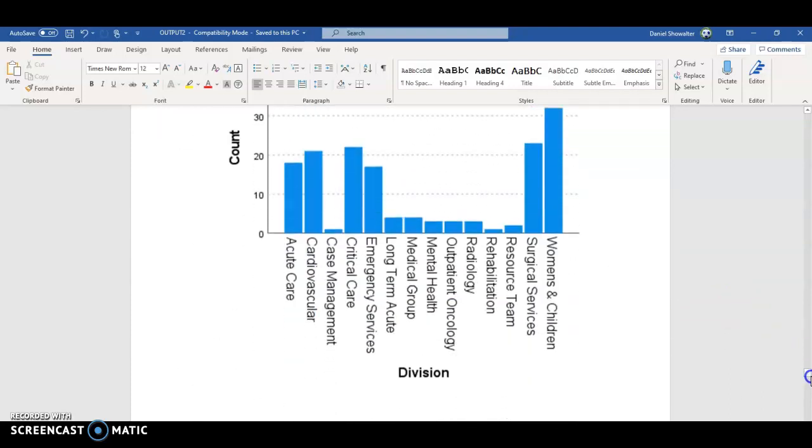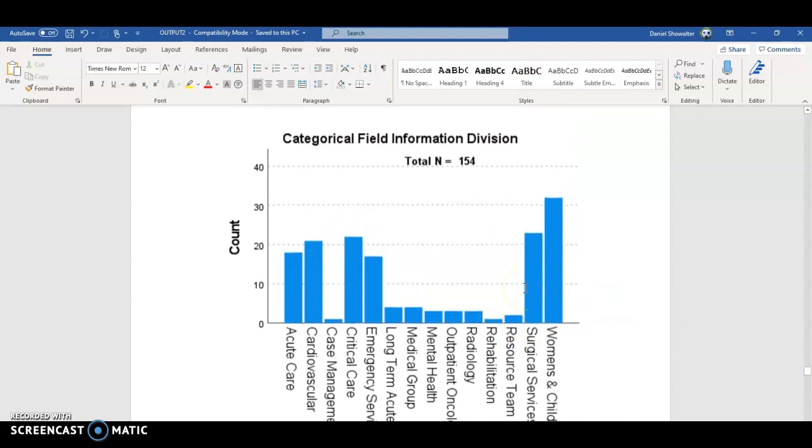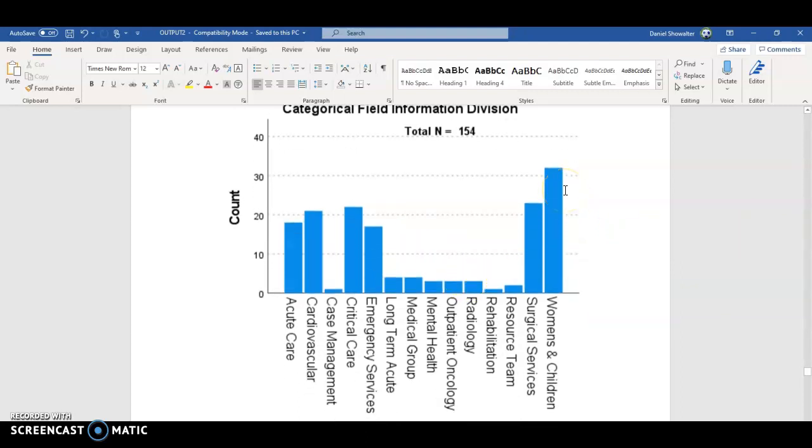And oh, okay, this is nice. This is what I was wondering before. So here would be the actual sample sizes. So women's and children does have quite a bit.